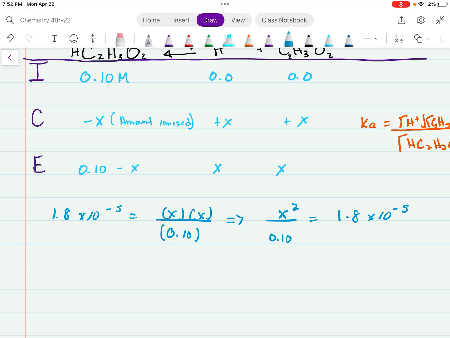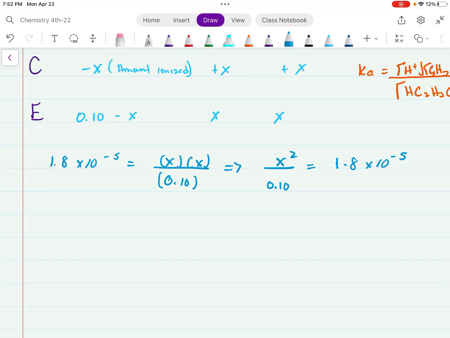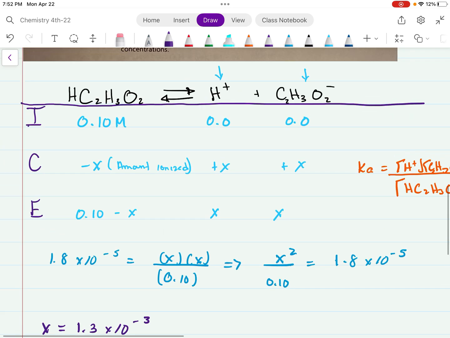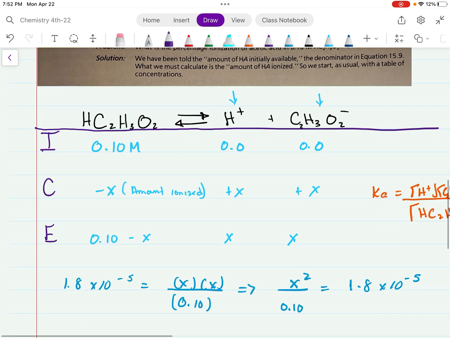Okay. So let's go through the process. We're going to skip a couple of steps here because it's the same thing. We're basically solving for X. So let's get to the point where we figure out that X is going to be equal to 1.3 times 10 to the negative 3. Okay, 1.3 times 10 to the negative 3. And let's take a look here.